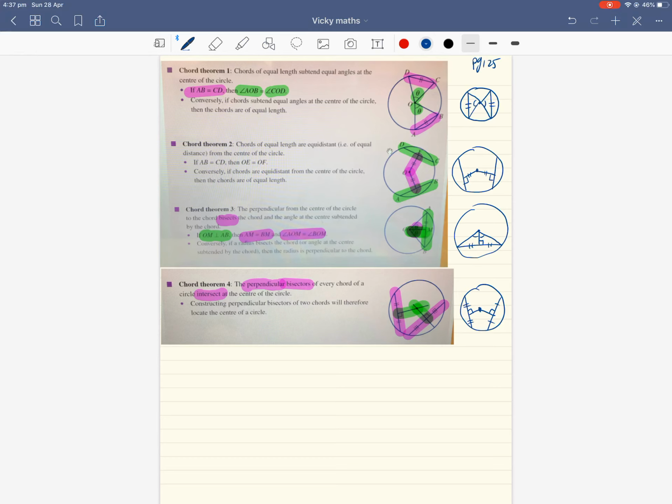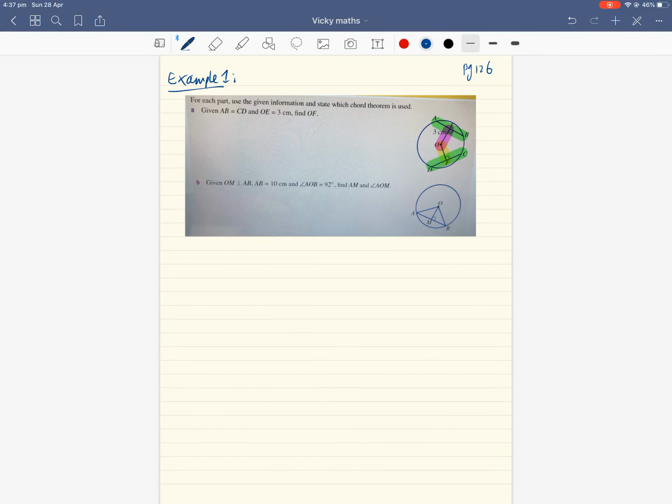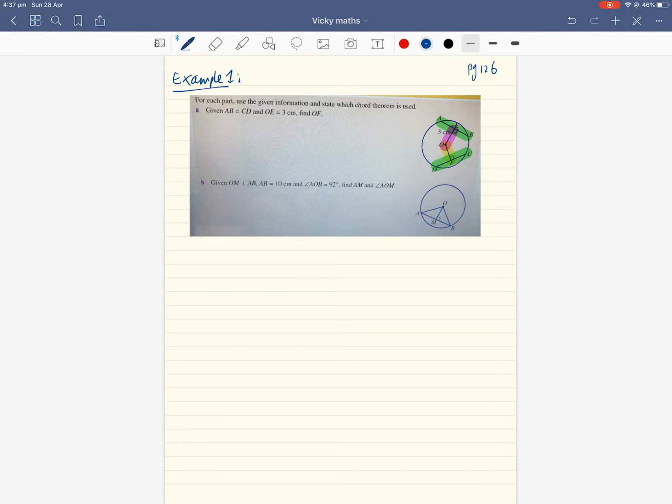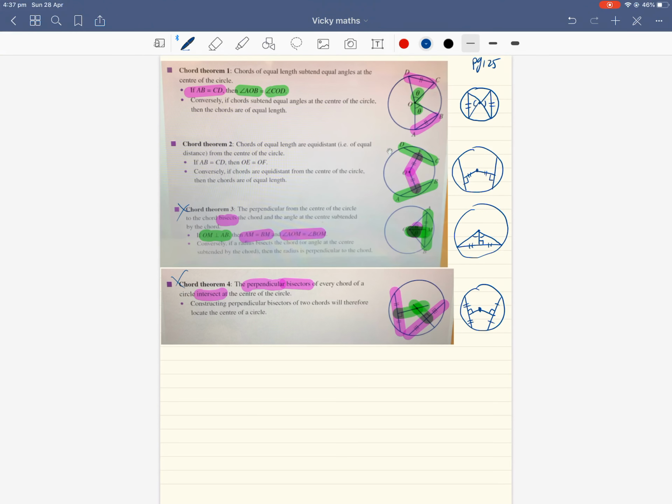So it's not chord theorem 3. We're not really talking about perpendicular bisectors. So 3 is out. We're not talking about perpendicular bisectors, so 4 is out of the game. So it's now a toss-up between 1 or 2. So let's go back again. So we've got 2 chords. We know the distance from the center to E, which is a point perpendicular to the chord AB, and we're trying to find the distance of the other line as well.